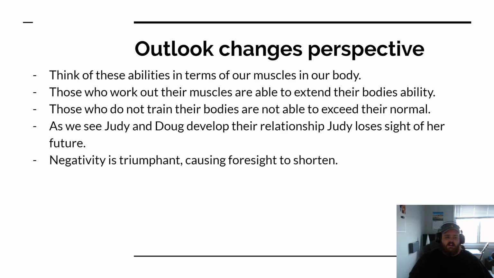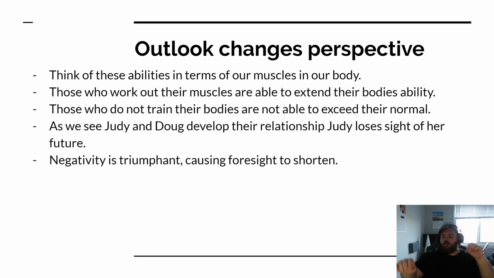As we'll see in the next slide, Judy and Doug develop the relationship, and Judy loses sight of her future. Negativity is triumphant here, and it causes foresight to shorten. So Doug's always telling her that every path she sees is wrong, wrong, wrong, wrong, wrong, and that really she's delusional and just has one path, and she should just stick on it and continue on that path.